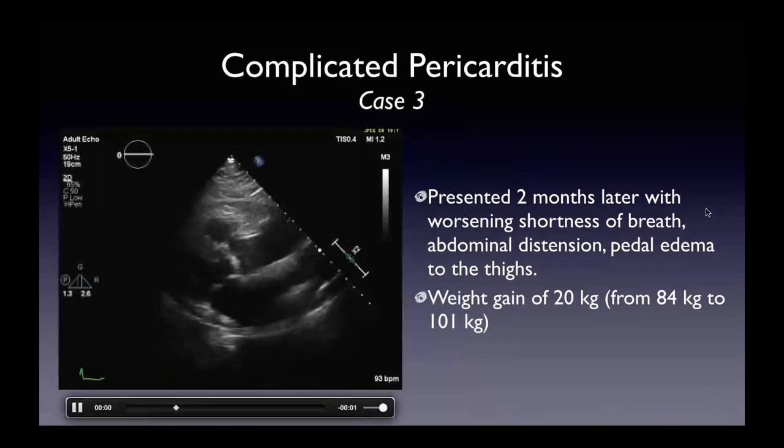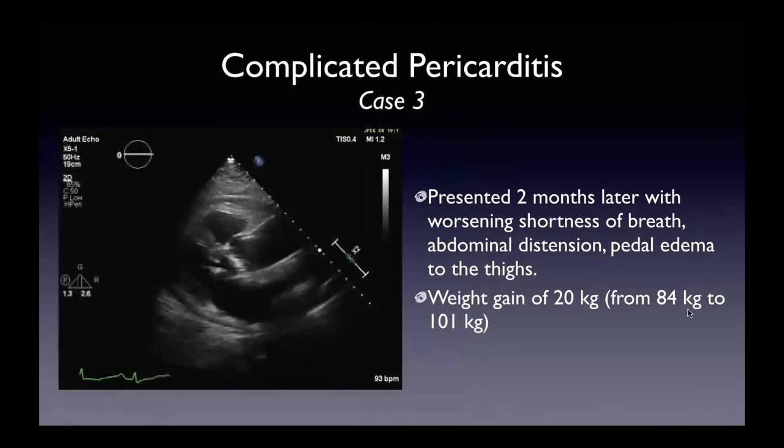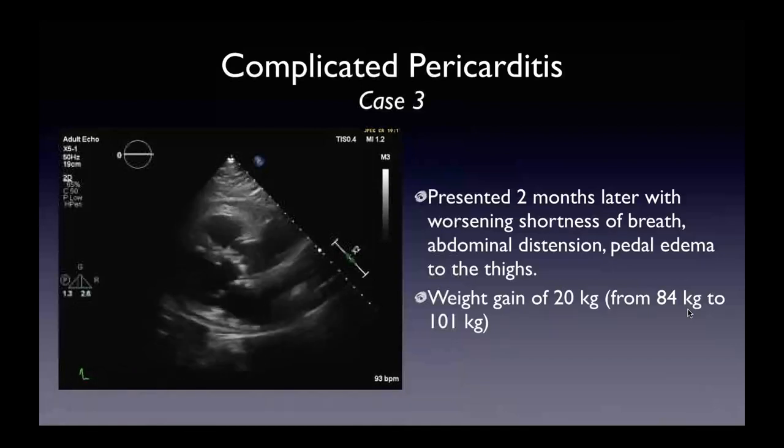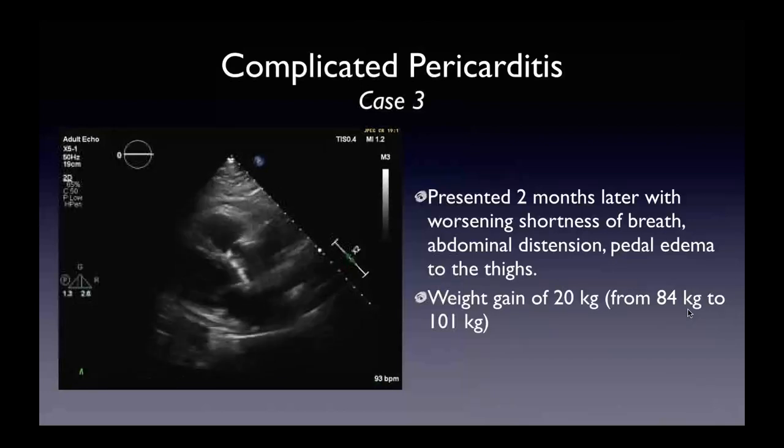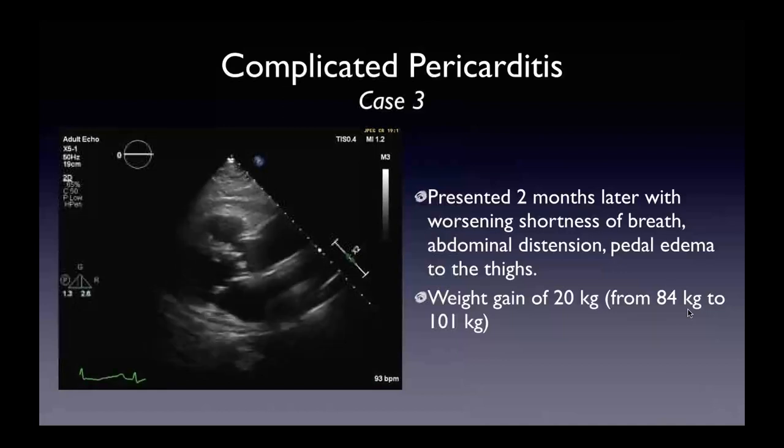Unfortunately, he presented 2 months later with worsened shortness of breath. He presented with fairly significant abdominal distension as well, pedal edema all the way up to the thighs, and a weight gain of about 20 kilograms, from 84 to 101 kilograms. So you already have a sense of where this case is headed.